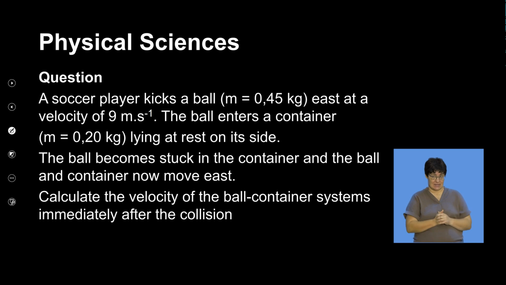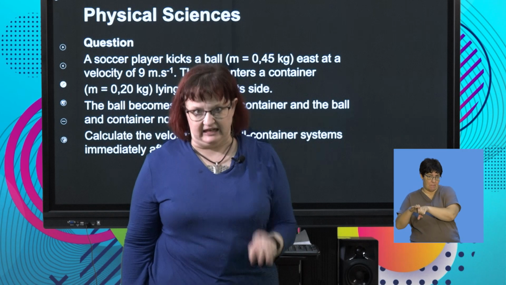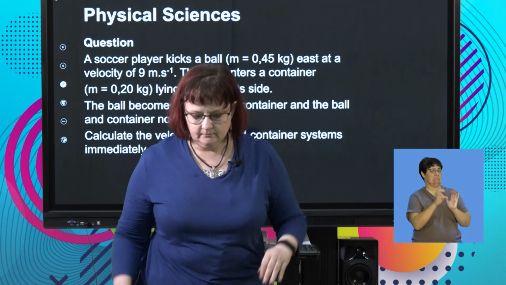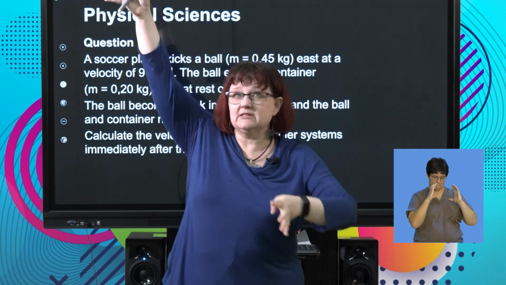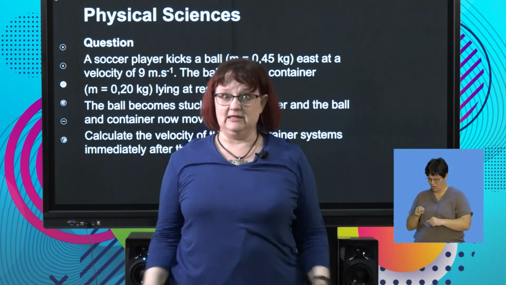Now I say to you, the ball enters a container of 0.2 kilograms, lying at rest on its side. The ball becomes stuck in the container, and the ball and container now move east. Then they say to calculate the velocity of the ball container system immediately after the collision. We definitely need a diagram, okay? Because now we're going, oh wow, they give me a ball and they give me a container, and there's just all this stuff going on.